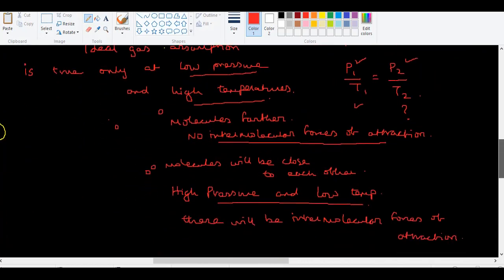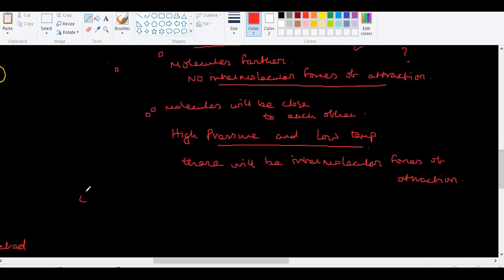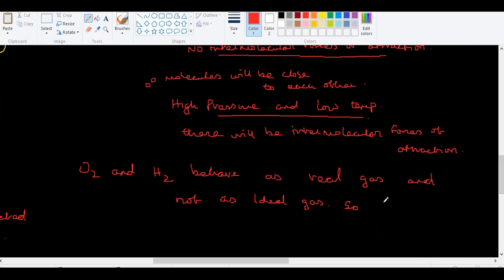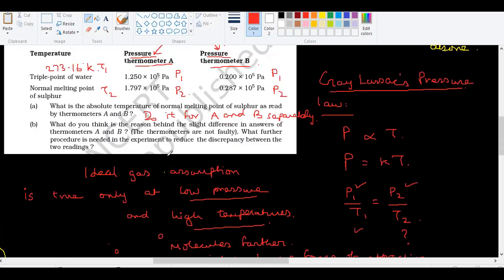Only if you understood all these things, the final sentence will make sense. So take it down: oxygen and hydrogen behave as real gas, not as ideal gas. So the values will be off from the real value. In a way, we are doing only approximate calculations.